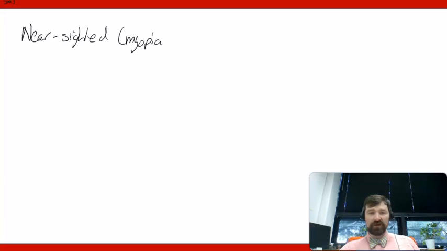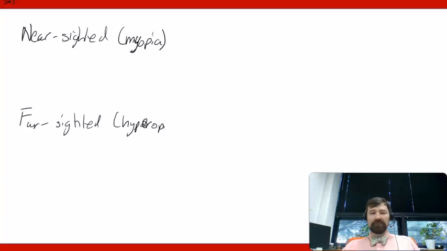Again, the two types that we're fundamentally trying to correct are nearsightedness, which is sometimes also called myopia, that's a Y for what it's worth, and farsightedness, which is sometimes called hyperopia. And presbyopia, for what it's worth, is basically a form of farsightedness. Your near point moves farther and farther from your eye as you get older and older.